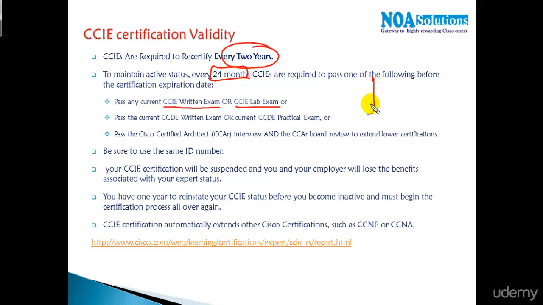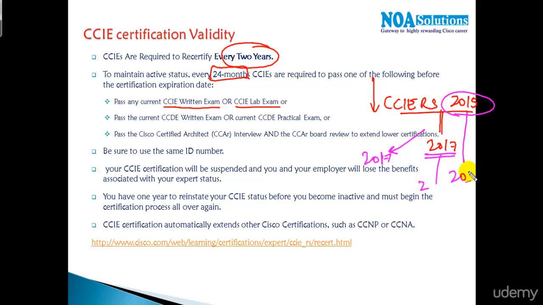Let's say I'm done with my CCIE routing and switching in 2015. In that case, this is valid up to 2017. If you pass any other CCIE exam within this period, let's say I pass my CCIE service provider or any other track in 2017 or before this, your validity extends for the next 2 years. So the validity is now till 2019, 2 plus 2.